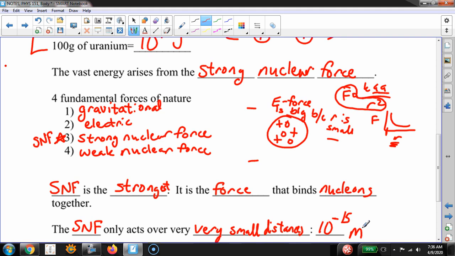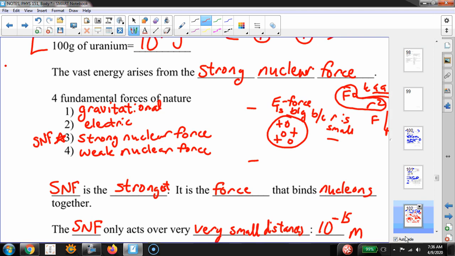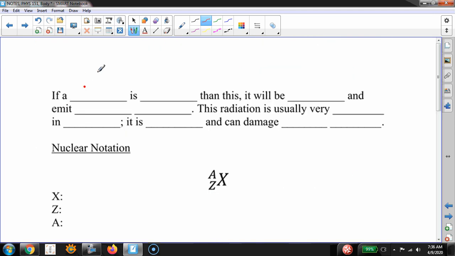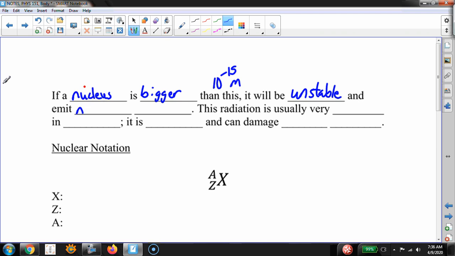If a nucleus is bigger than this, about 10 to the minus 15 meters, then it will be unstable, because that strong nuclear force just doesn't act over those longer distances. And when it's unstable, it will emit nuclear radiation.